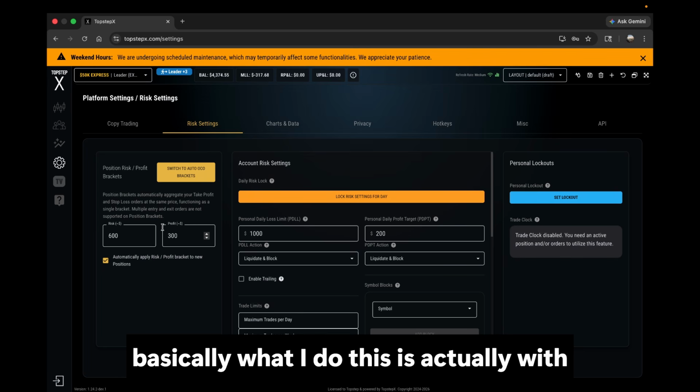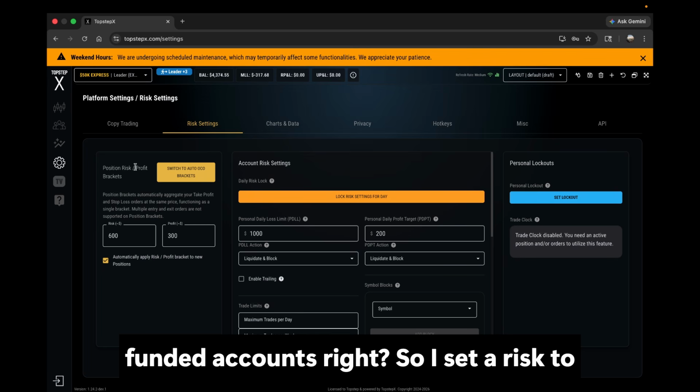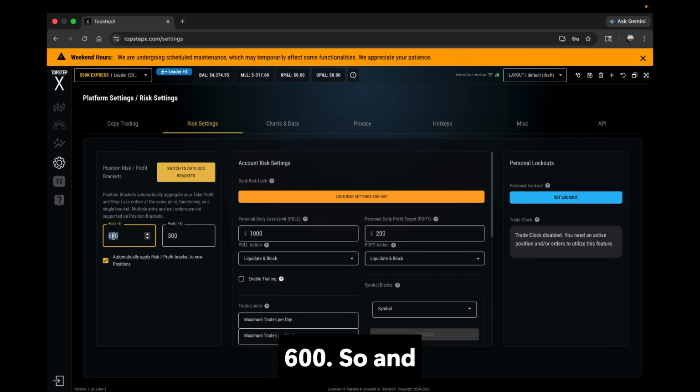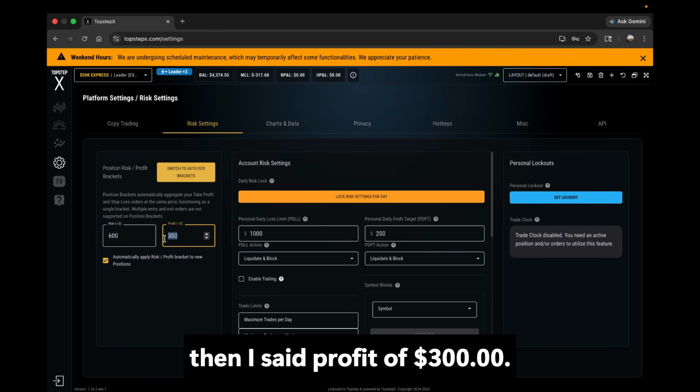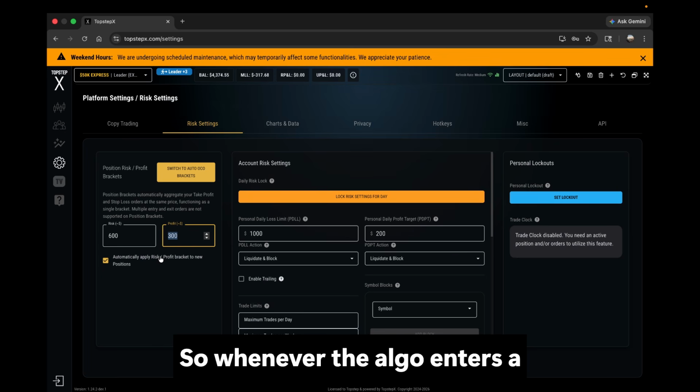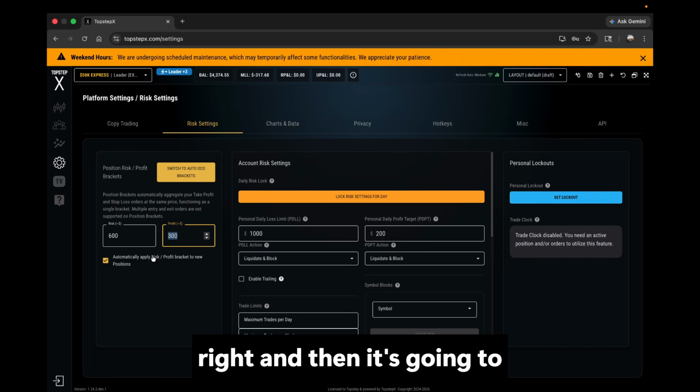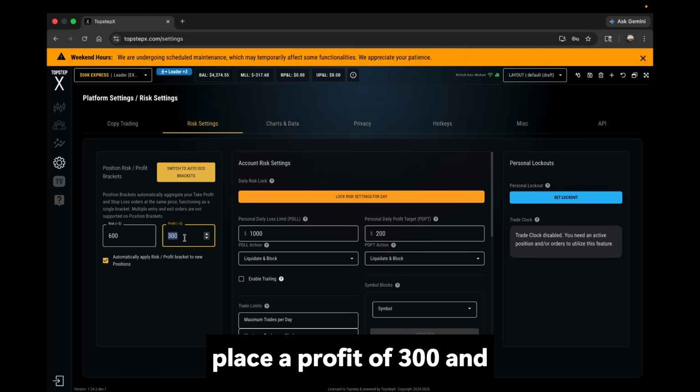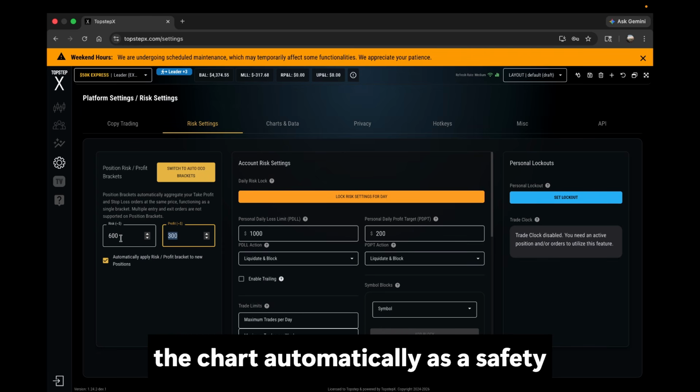So basically what I do, this is actually with funded accounts, right? So I set a risk to 600. And then I set a profit of $300. So whenever the algo enters a trade, it executes on Topstep, right? And then it's going to place a profit of 300 and a stop loss of 600 onto the chart automatically as a safety net.